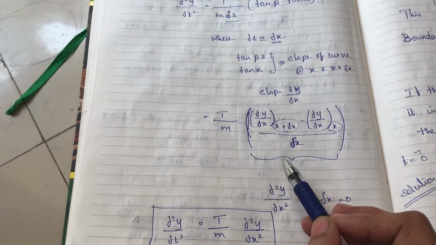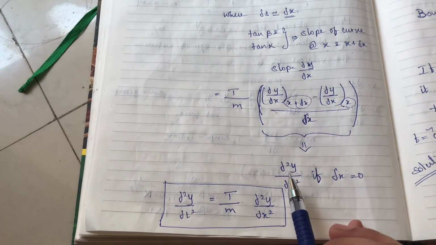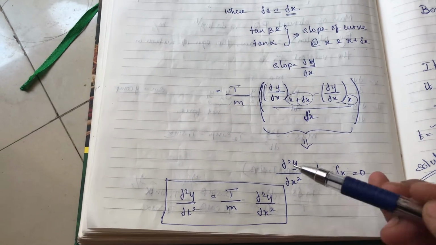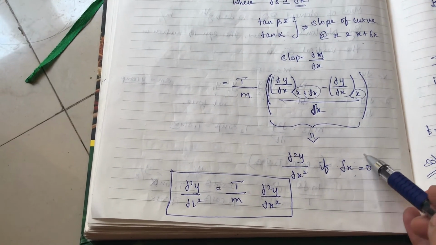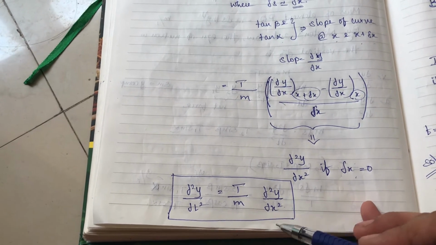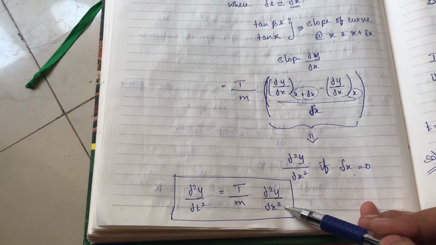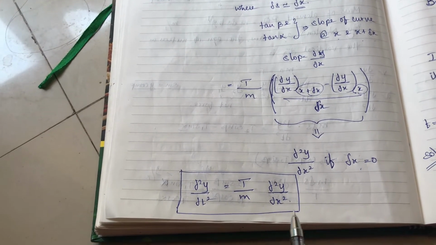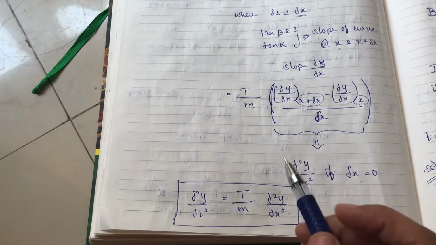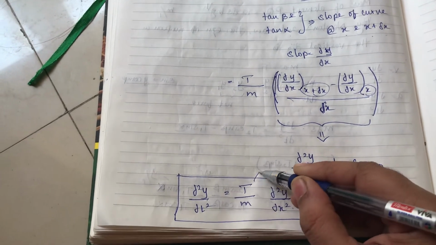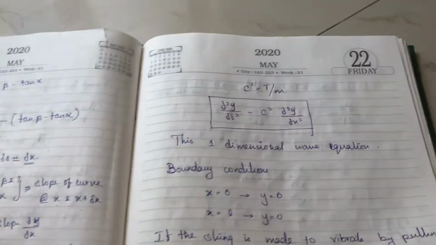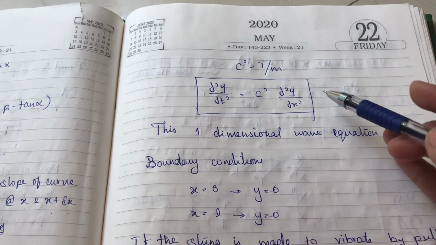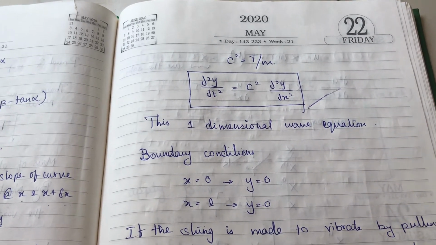So these whole terms will become dou square y by dou x square. If del x is equal to 0, I can write this whole term as dou square y by dou x square. You can see here, the left hand side is dou square y by dou t square, which is equal to this term. So I can write this term as c square. In place of this term I will write c square. This is the 1D wave equation.